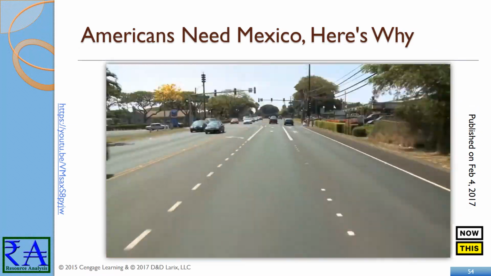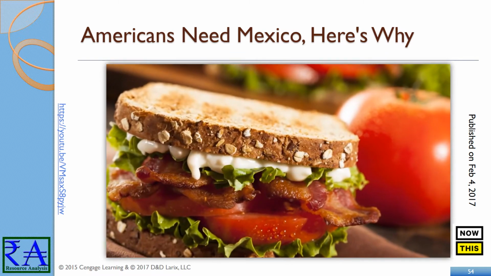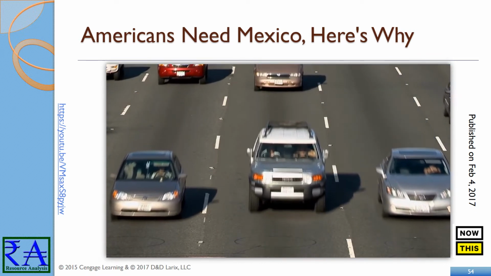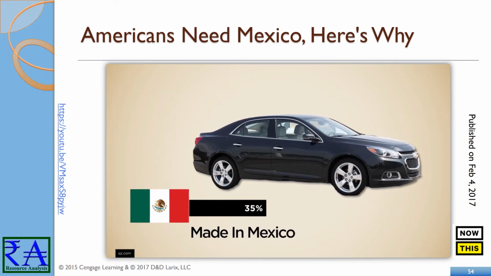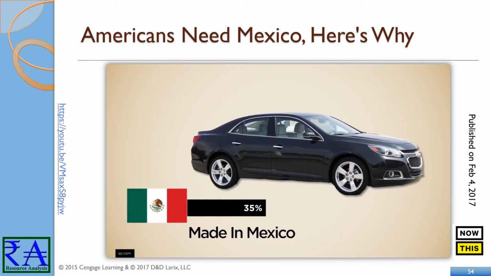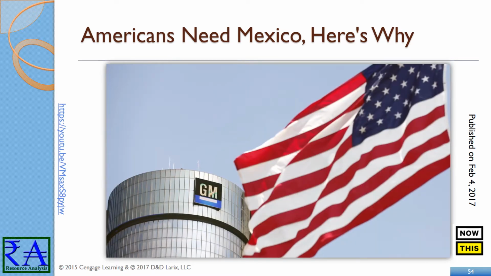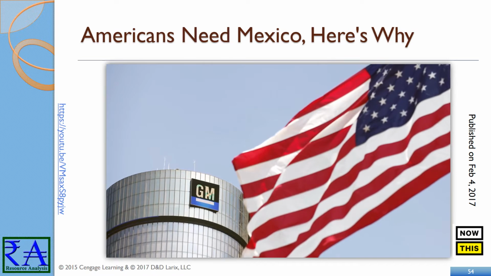For example, let's say you drive down to the local supermarket to pick up a bacon, lettuce, tomato, and avocado sandwich. The car you're driving to the store is potentially built with a large number of Mexican-made parts. In 2016, about 35% of the Chevrolet Malibu was made with imported parts, and Mexico is the top foreign supplier of car parts to the United States. This is despite Chevrolet being owned by General Motors, a classically American car company.